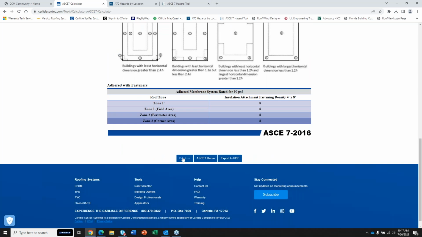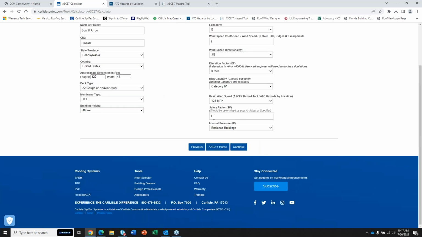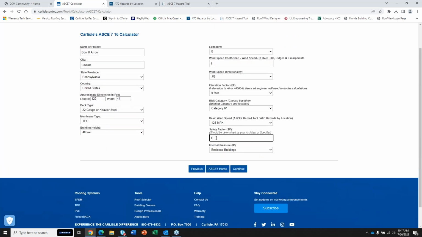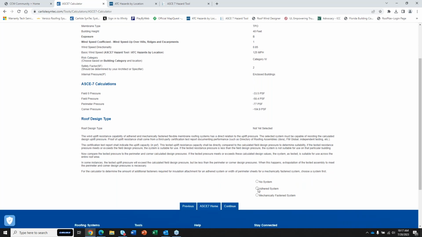So that gives you an idea how it would work if the pressures were greater, and we can adjust that. We go back to our chart here. We can add a safety factor, say 2. We hit continue, and now we have 104.59 pounds per square foot. So if we hit 90 again, we're going to be short of that.